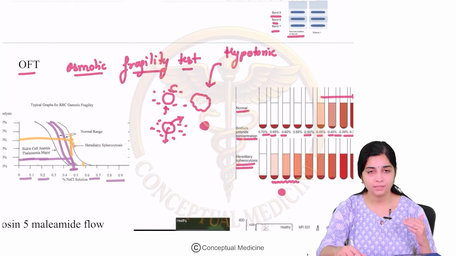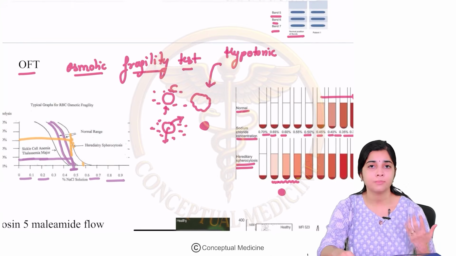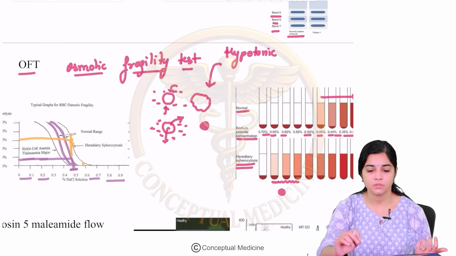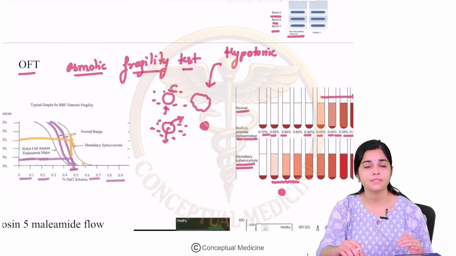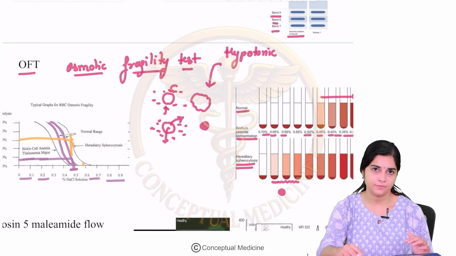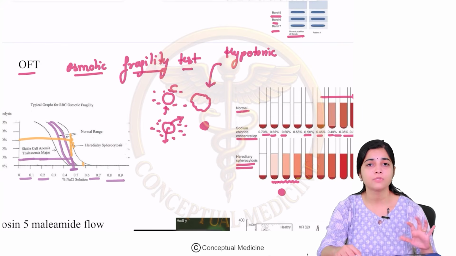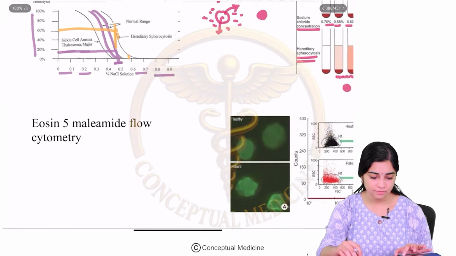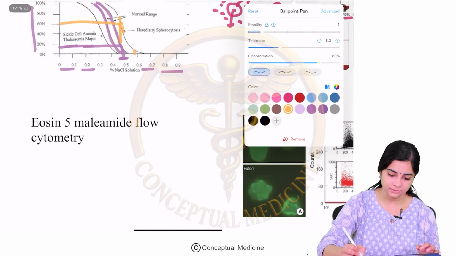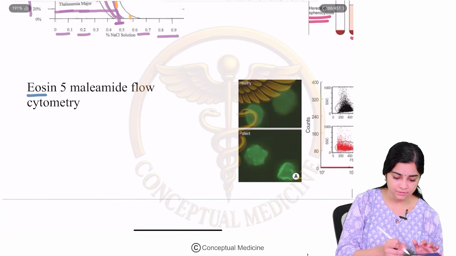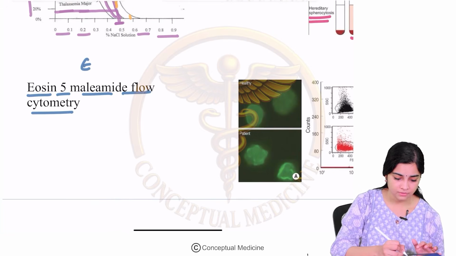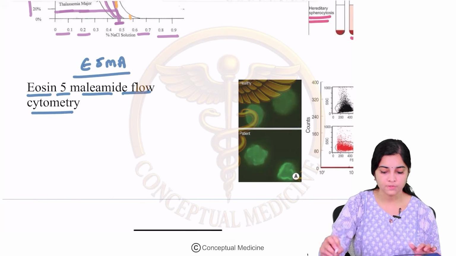One thing about the osmotic fragility test is that it can be positive in certain other conditions as well, like enzymopathies or unstable hemoglobins. That is the reason why it is not considered the gold standard for the diagnosis of hereditary spherocytosis. Hereditary spherocytosis, most often you have to diagnose with gel electrophoresis. But what we would consider to be even more specific compared to gel electrophoresis is the eosin-5-maleimide, or E5M, flow cytometry.